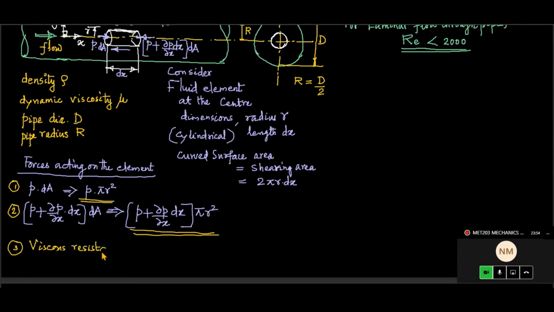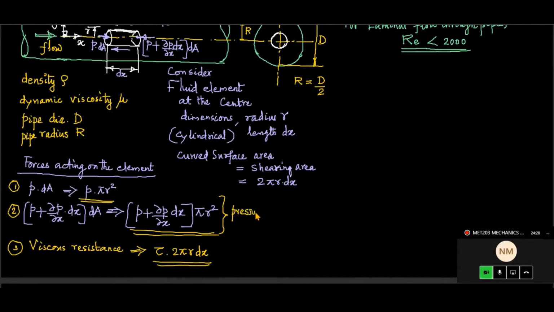So the viscous resistance acting on the element. What is that? It is shear stress multiplied by the shearing area, not the area of cross section. The shearing area is 2 pi r, in terms of radius, into the length of the element, the curved surface area. So tau into this one. This is the viscous resistance acting on it, that resists the flow, in fact. So it is acting opposite to the flow direction. So the first two are the pressure forces.